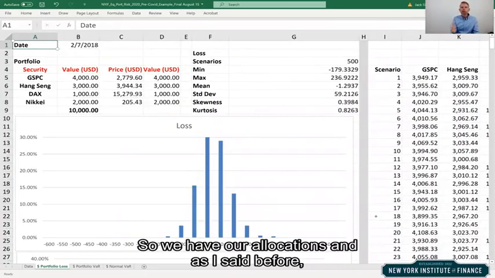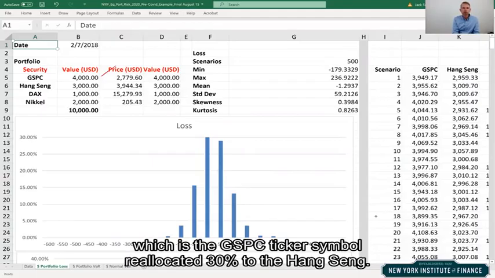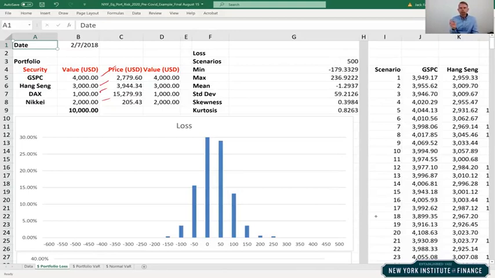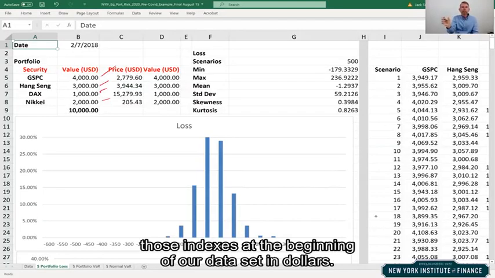So just focusing first on the upper left-hand corner here. We have our allocations, and as I said before, we allocated 40% or $4,000 to the S&P 500, which is the GSPC ticker symbol. We allocated 30% to the Hang Seng, 10% to the DAX index in Frankfurt, and then 20% to the Nikkei index. Now, what we see next to that is the price of each of those indexes at the beginning of our data set in dollars.